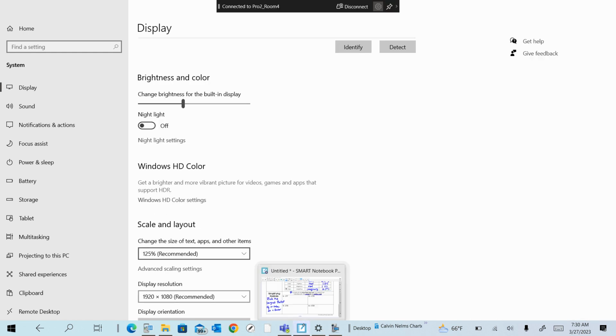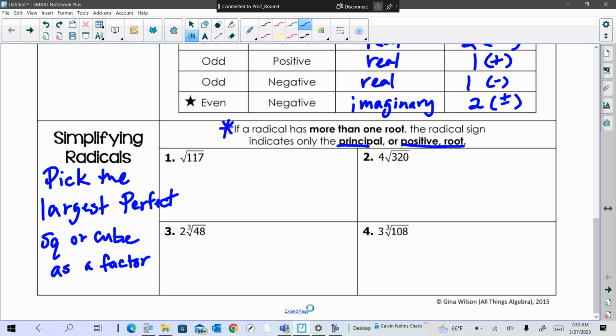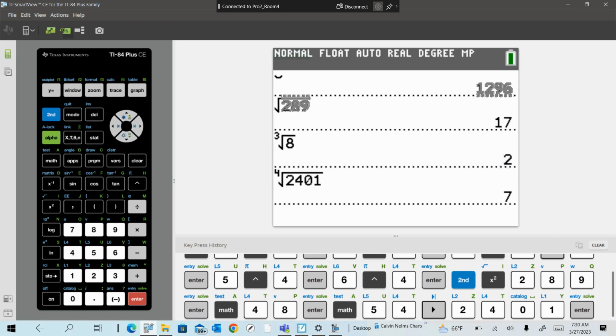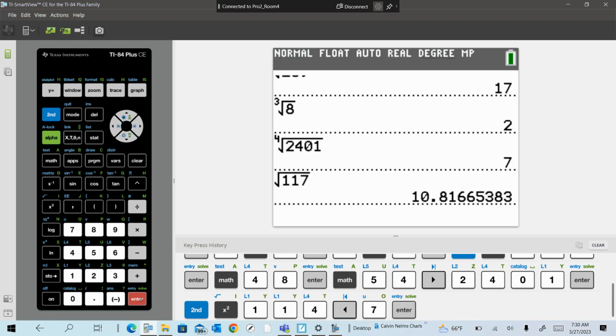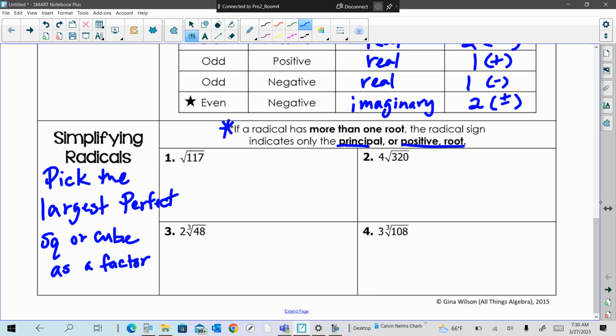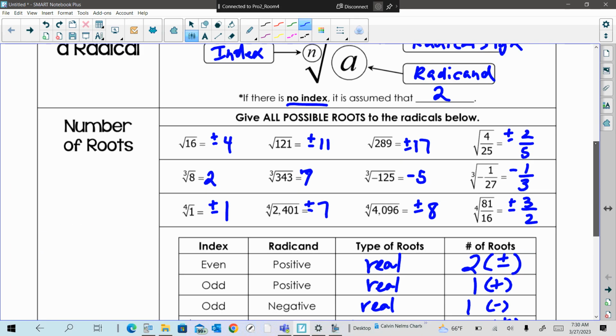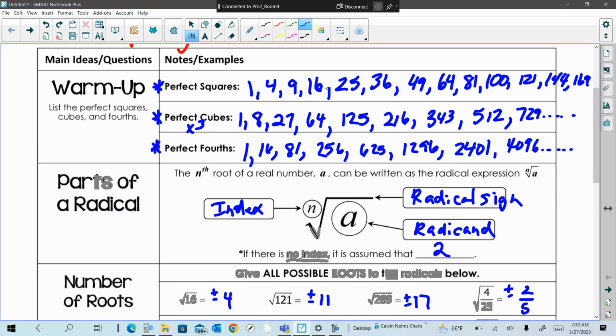Okay, so if this right here, we have root 117. When I do square root of 117, it's a decimal answer, which means it's not a perfect square. Okay, so if I get decimal answers, that tells me I have to factor. I got to find a number, basically. I have to pick a number from up here. These are perfect squares that would go into 117. So you got to divide.